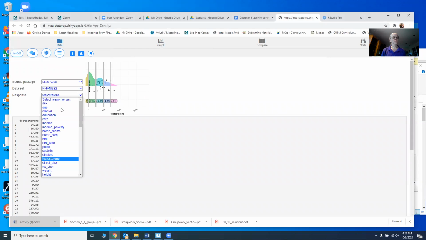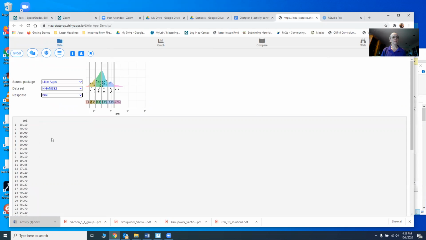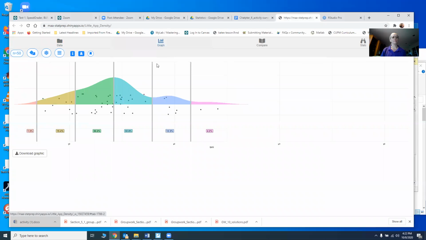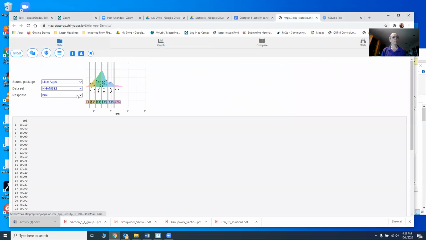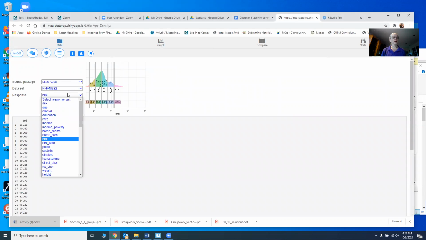We can look at a couple of other graphs. We can look at the BMI of somebody, and again, you've got a couple of humps going here. Definitely not a bell-shaped curve, or what we call a normal distribution. There's nothing normal about the normal distribution, it just happens to be there.